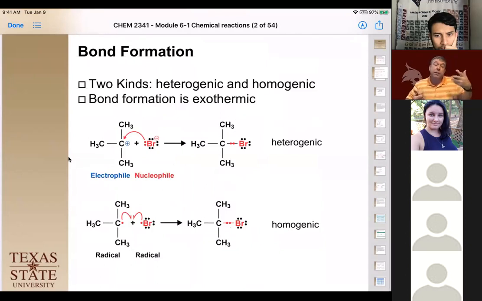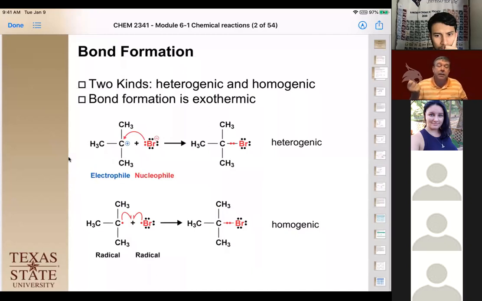An electrophile usually has a positive charge or wants electrons. A nucleophile usually has a negative charge or has extra electrons to make that new bond. Remember when we talked about Lewis acid, Lewis base? The Lewis acid is the one that wants to accept electrons. So our electrophile is a Lewis acid. Our Lewis base is the one wanting to give electrons to make that new sigma bond. So our nucleophile is the Lewis base.